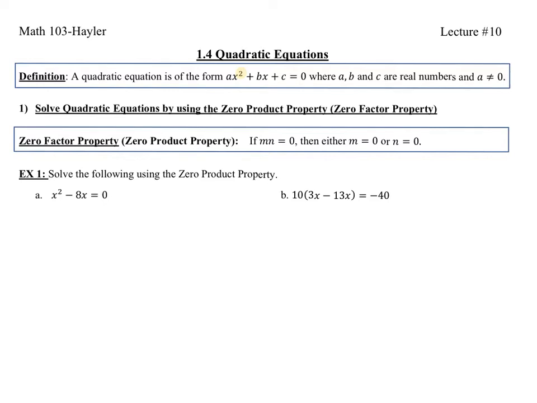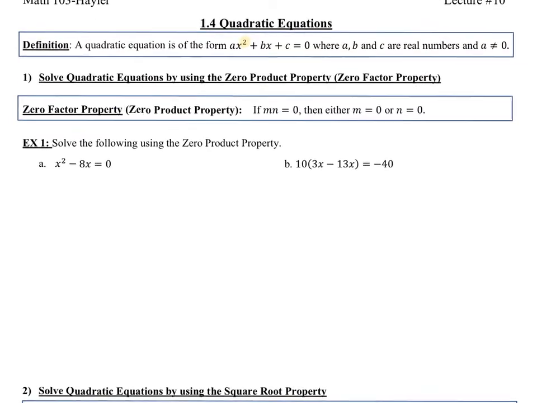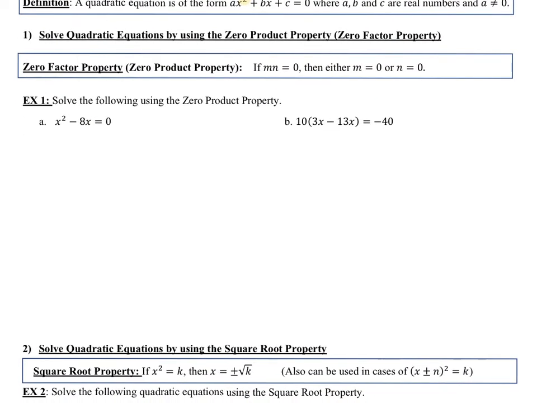So the plan for solving changes. Let's take a look at some of the plans for solving. The plan often changes based on what your quadratic equation looks like. One of the first plans we have is solving quadratic equations using the zero product property, or often called the zero factor property, which is what I normally call it. The zero factor property is if you have two numbers multiplied together and their product is 0, then you know that either the first number is 0 or the second number is 0.